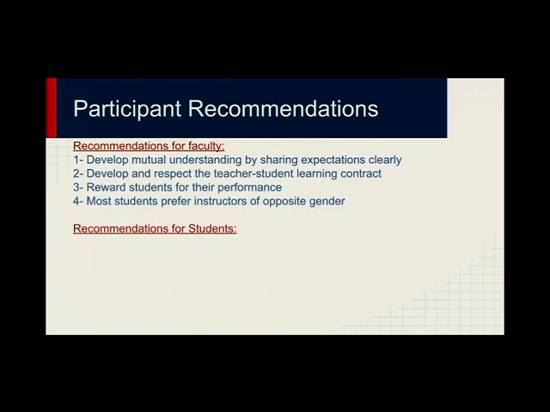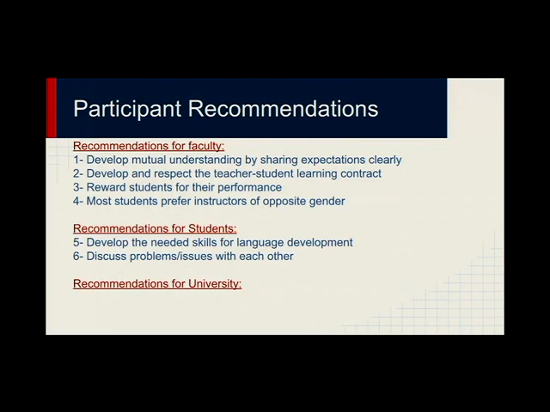Okay, recommendations for students. Develop the needed skills for language development and discuss problems and issues with each other. Means teachers and students discuss their problems. Finally, some recommendations for the university. They need to enforce rules and regulations, especially about plagiarism, absences, and all other serious issues. And finally, offer study skills courses. Our students want to learn, but not all of them know how to learn. They know what to learn, but they may need more help in learning how to learn that specific skill.